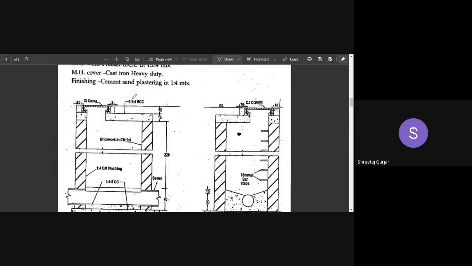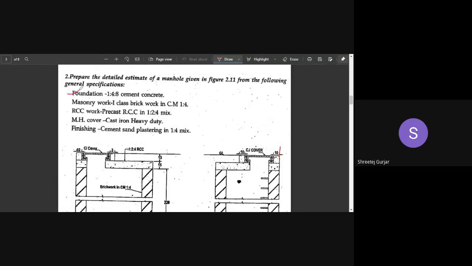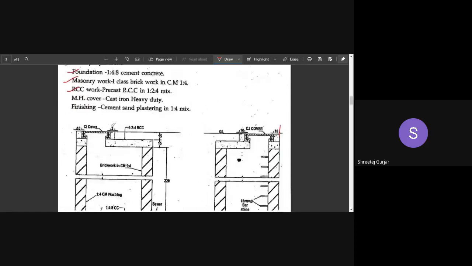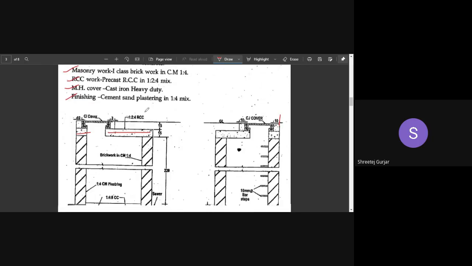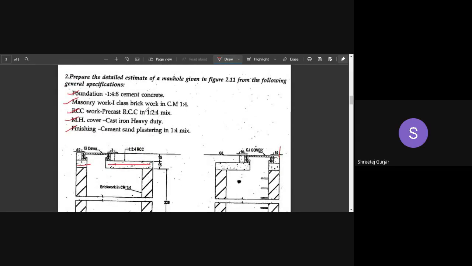So now what all do we need to calculate? We need to calculate foundation in cement concrete, masonry work, brickwork, then RCC, sorry, it is the RCC roof slab. We have a slab over here, that RCC we are talking about. Then the manhole cover we need to calculate. Then we have to calculate finishing in cement sand plaster. So all of these quantities we need to calculate. Five quantities are there. So let us now look into how we exactly calculate all these things.